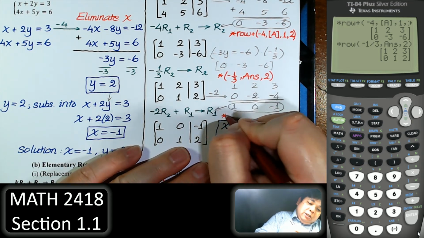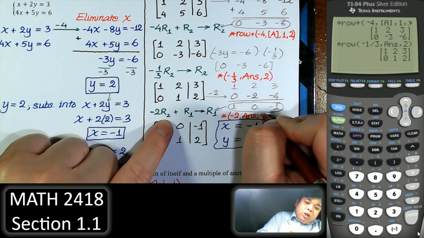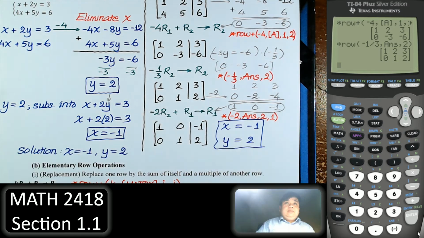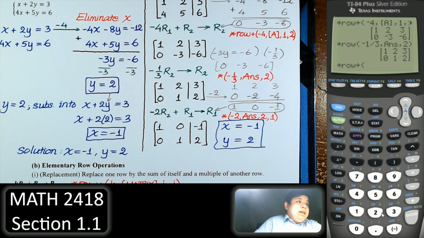And finally we do this one. So multiply -2, answer row 2, add and replace to row 1. So second matrix, go to math and multiply row plus. Multiply -2 to the last matrix here, row 2, multiply to row 2 and add and replace to row 1. And that's what we have.